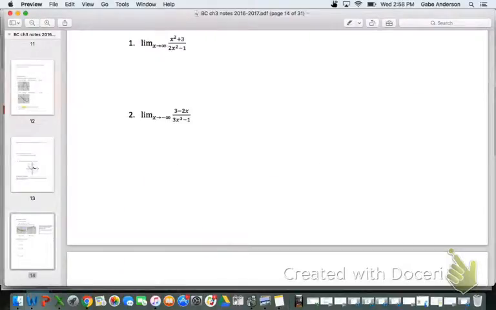So one says limit as x goes to infinity of (x squared plus 3) over (2x squared minus 1). And so the pre-calc trick is this. The pre-calc trick is associated with horizontal asymptotes, which is what limit as x goes to infinity really is. And the pre-calc trick is really simple. You just look at the degrees. So if you look at the degree of the top, the degree is 2, right? X squared. What's the degree of the denominator? It's also squared, isn't it?